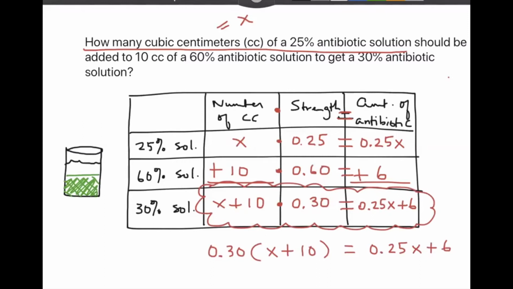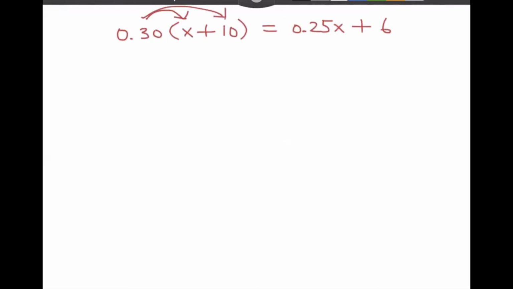All right, so now I'm going to go to the next page to solve that equation. So it was 0.30 times (x plus 10) equals 0.25x plus 6. So I'll distribute the 0.3. That gives us 0.30x plus 3, right, equals 0.25x plus 6. All right, so now we need the x's on one side. Let's put them on the left side.